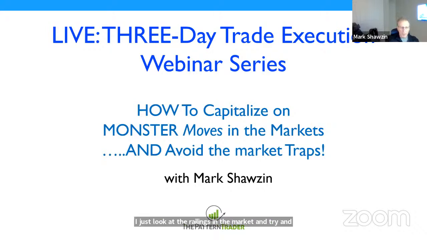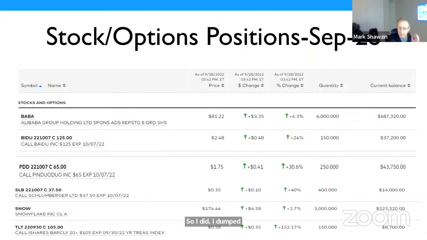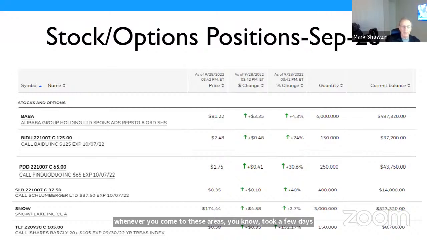So I dumped all of my shorts yesterday because, even though I feel that the market's going to go a lot lower, we're trading at this 3,600 price level in the S&P. And this is where there's a lot of support. Whenever you come to these areas, it took a few days, but we had an explosive move higher today. And I was sensing that was going to happen.